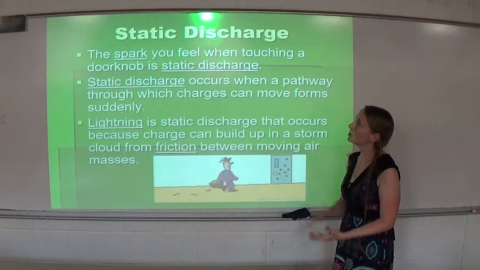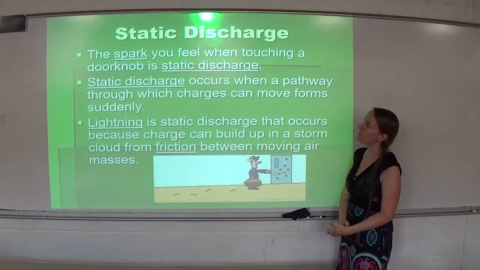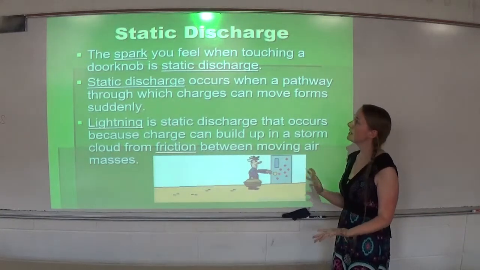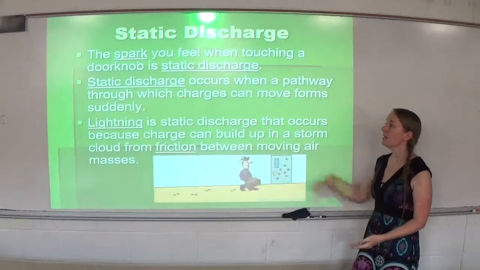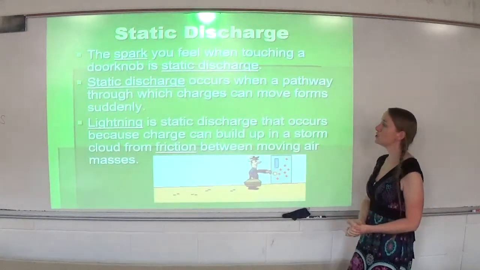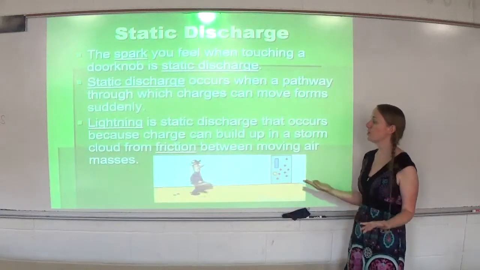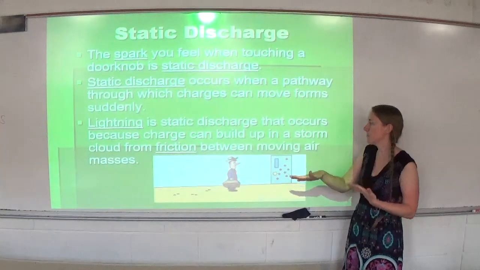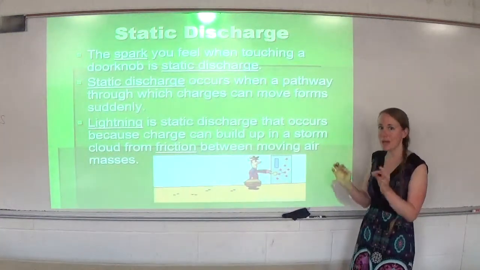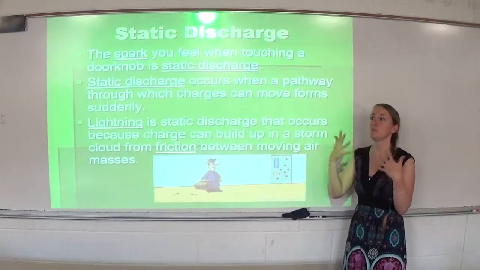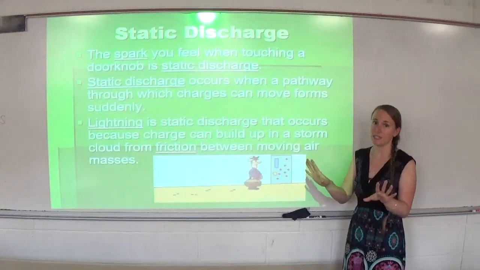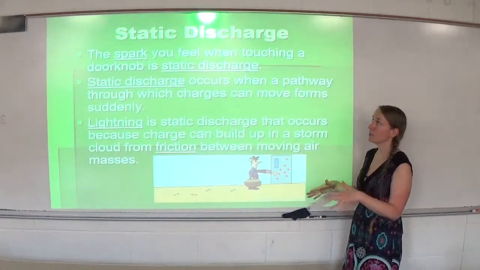So, static discharge. The spark you feel when touching a doorknob is static discharge. Static discharge occurs when a pathway through which charges can move forms suddenly. Lightning is another example of a static discharge that occurs because charge can build up in a storm cloud from friction between the moving air masses. So once a pathway is formed where the charge can be released, think of it as an excess buildup of charge, and it just wants to release. Once a pathway forms, it can release through static discharge.